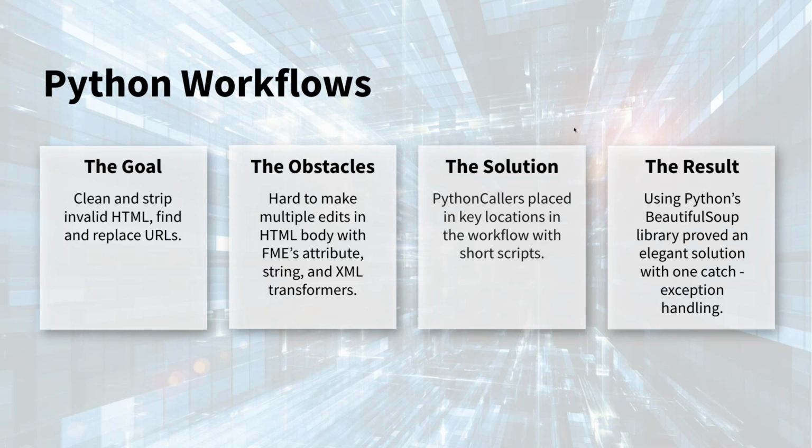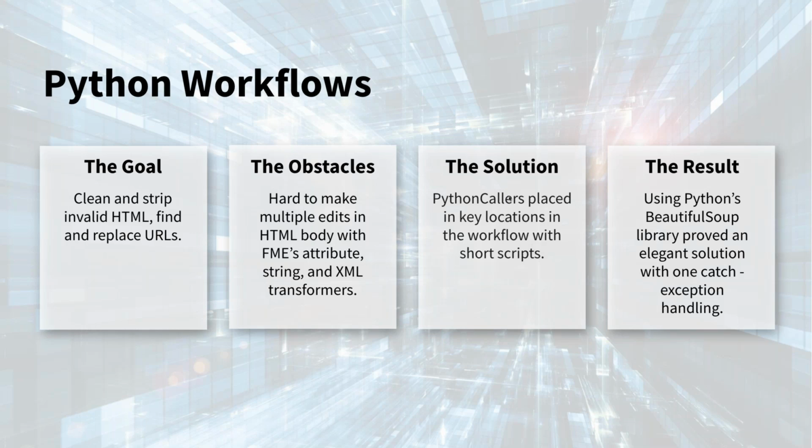Another challenge that we encountered, which I think we've been mentioning throughout, is this challenge of dealing with HTML. We needed to clean and strip invalid HTML and do things like find and replace URLs. This can be hard and difficult in FME using FME's attribute, string, and XML transformers. It can be difficult to make multiple edits in one chunk of HTML stored in an attribute.